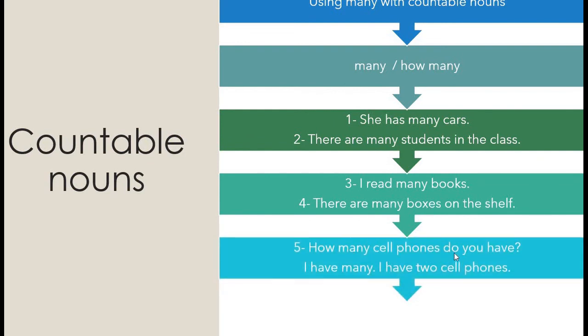How many cell phones do you have? How many? We use it with plural nouns. The answer will be, I have many. I don't want to tell you how many. Two, three, four, five. I can answer with I have many, or I have two cell phones, or I have three cell phones. I have four cell phones.